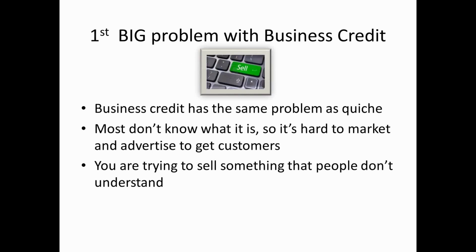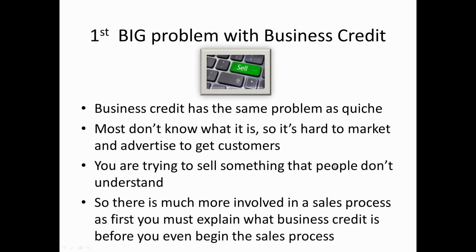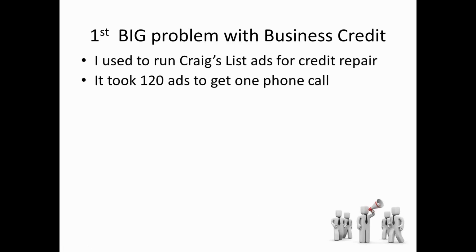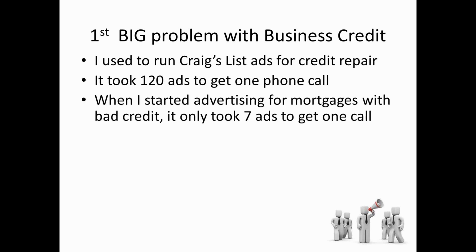It really makes me laugh and makes me think about this link to business credit, because it really is the same thing. This person has to explain what their product even is to be able to sell it. And imagine trying to sell something that people don't even understand. It's just a really big uphill battle, which is one of the reasons so few competitors are in this space. There's also much more involved in the sales process. First, you have to explain what business credit is before you even begin the actual sale.